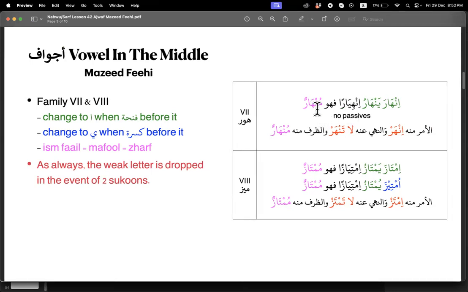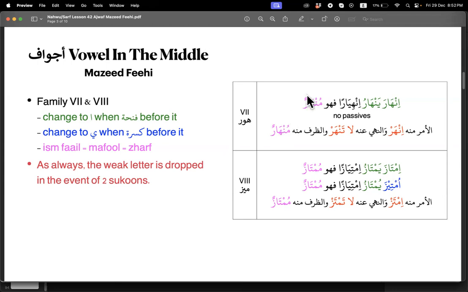And then here again is like your mudhari. It's supposed to be munhawirun. So waw has kasra, before it is a fathah, so the waw becomes alif, it becomes munharun. If you see this word, maybe the first thing that comes to your mind is ism maf'ul because you don't see a kasrah. But this is actually ism fa'il. In fact, the ism fa'il and the ism zarf are the same. It looks exactly the same.